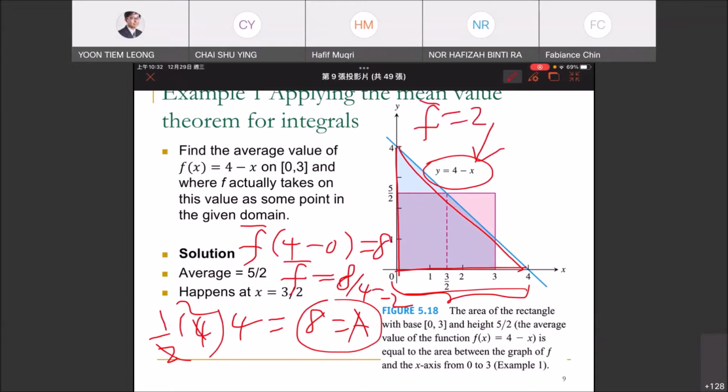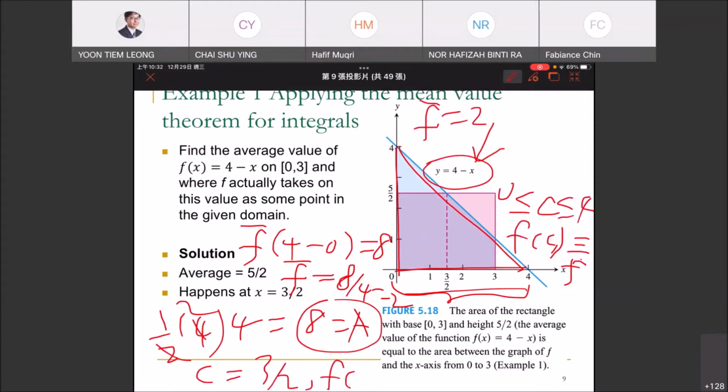So can you find me a value of c lying between 0 and 4 such that the function evaluated at c is equal to the average? Here it is supposed to be f at c equals the average of the function, which is 2. Okay, so the answer is very simple. If c is chosen to be 3 over 2, then the function at 3 over 2 is equal to the average of the function, which is 2. So this is just a very simple question, right?